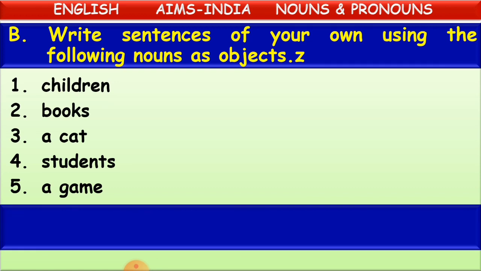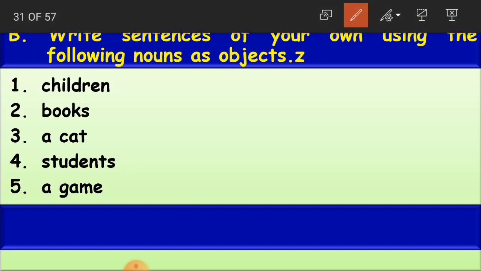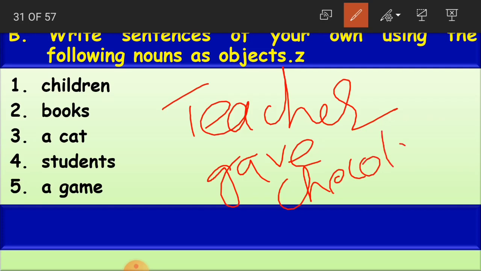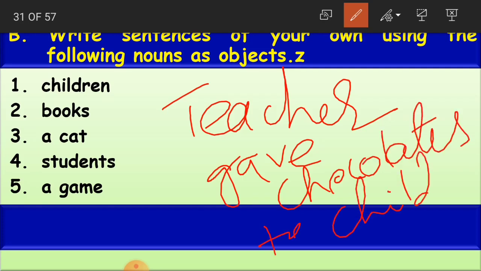You have to make these nouns as objects. Like children. For one example I am telling you, children must become our object. A teacher gave chocolates to children. Or instead of teacher you can write any other.